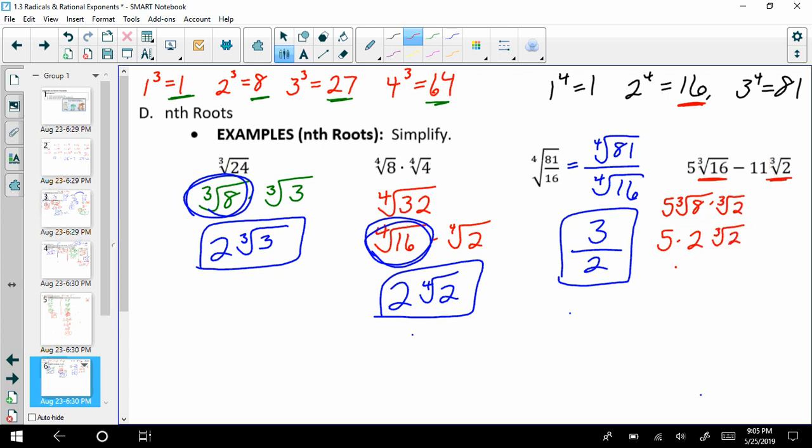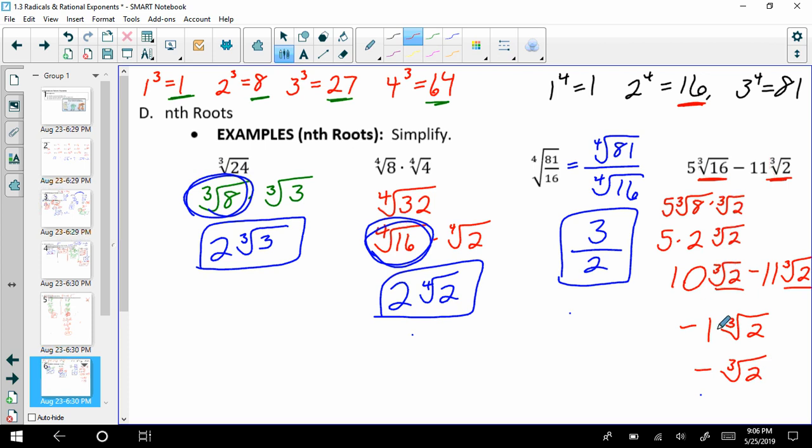So 5 times 2, I get 10 cubed root 2. And then I still have minus the 11 cubed root 2. They're both like terms, so I can subtract them. 10 of them minus 11 of them would be negative 1 cubed root 2, or you could just say negative cubed root 2. You don't have to have the 1.